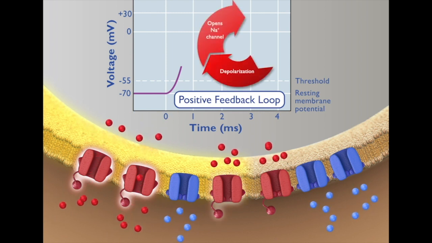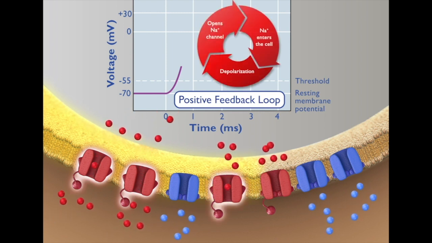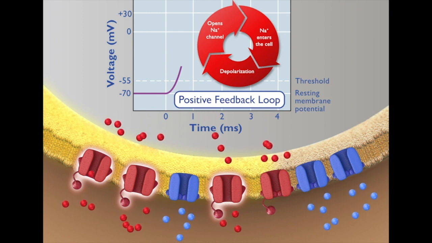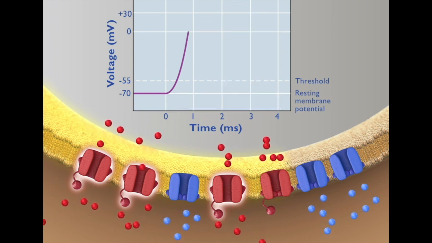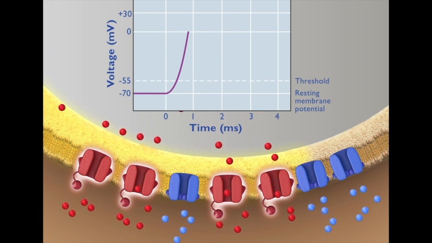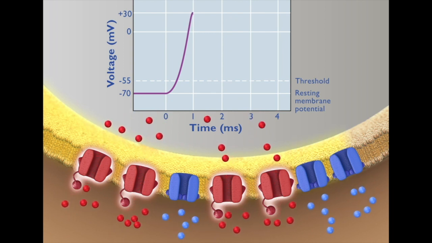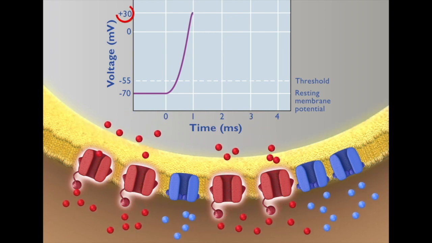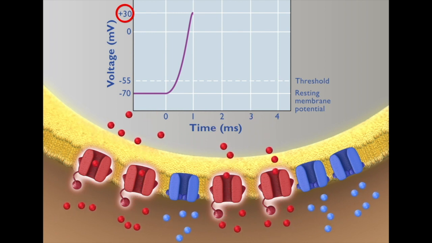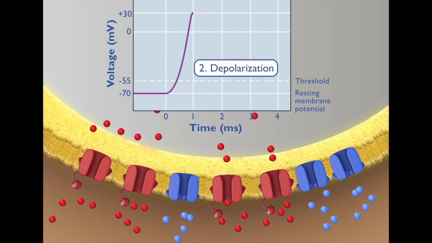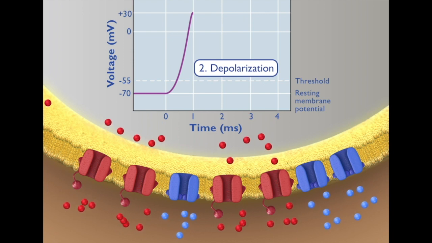Depolarization of the membrane opens sodium ion channels. Sodium ions enter the initial segment and depolarize it further. As more sodium ion channels open, we observe a rapid depolarization to a peak value of plus 30 millivolts. This constitutes the depolarization or rising phase of the action potential.